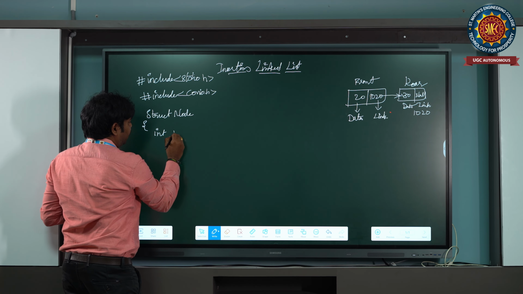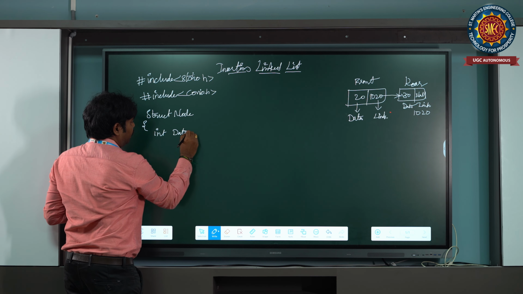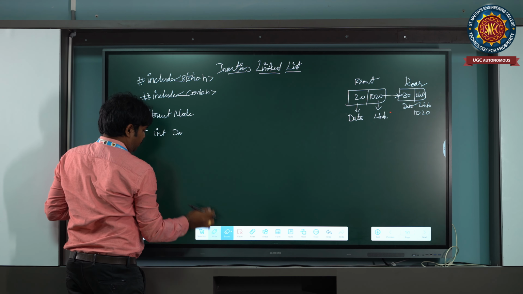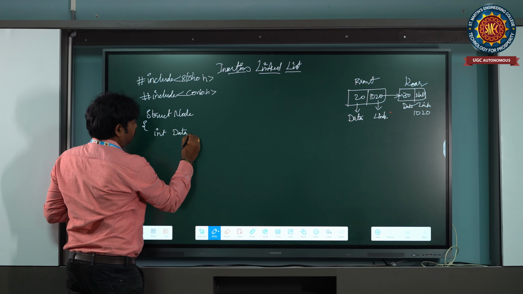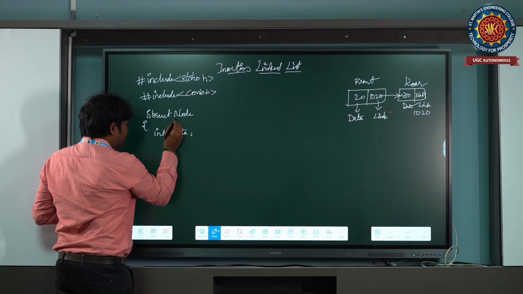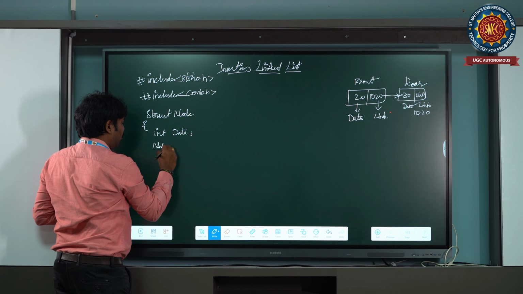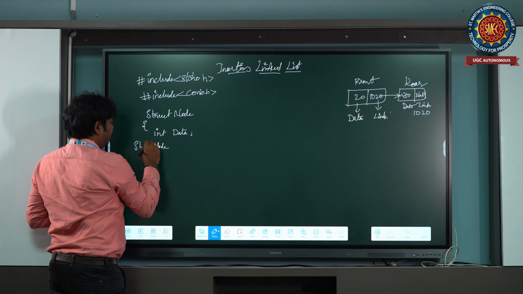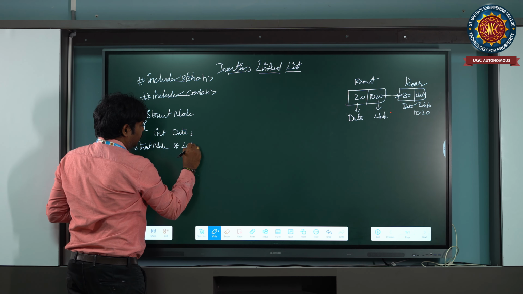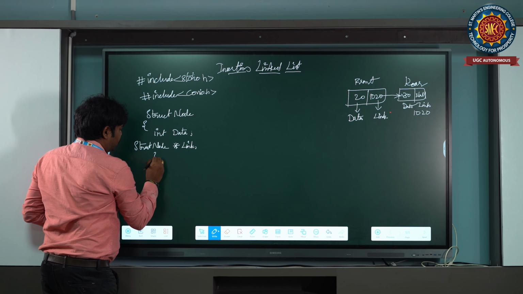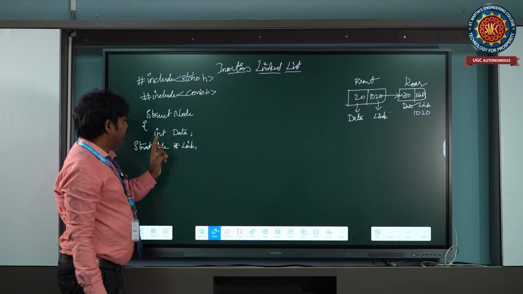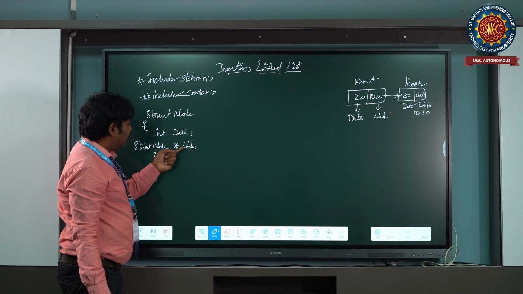So int data, int data, and next one in the next node is with a link. It means we can call it a node, or struct node, struct node of star link. Okay, this is closed. I need only this part with the struct node. It means by using this I got the node: data, and the next one is the link.